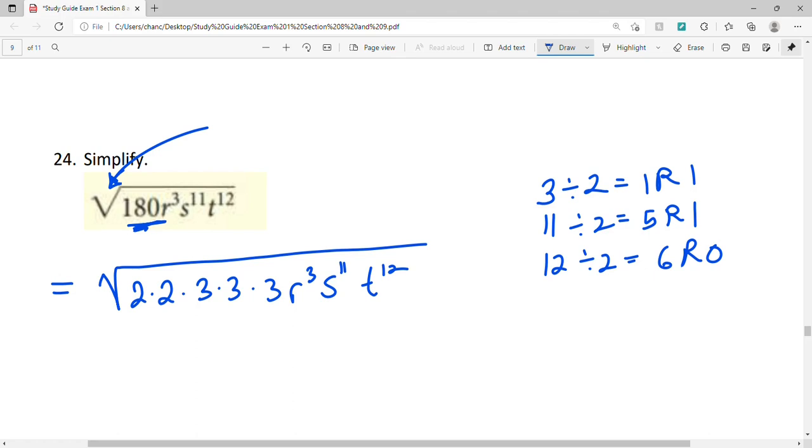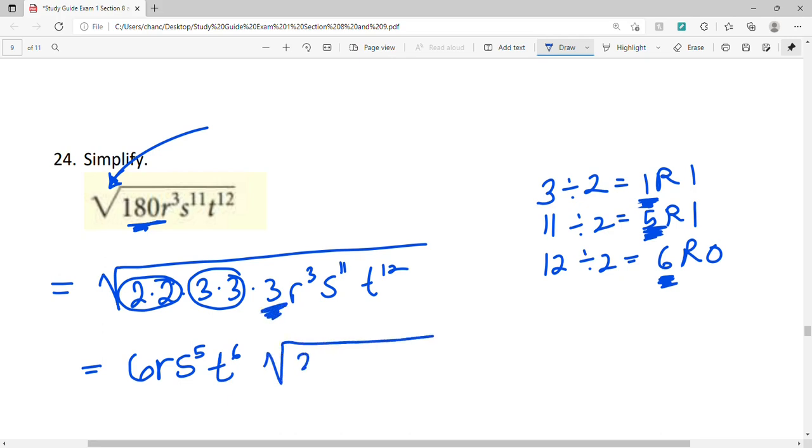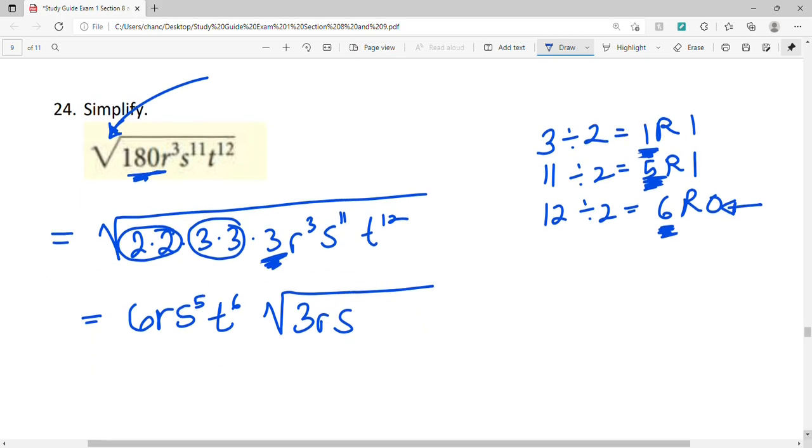We're looking for pairs. So we have a pair of 2's and a pair of 3's. So that gives me 6 on the outside because 2 times 3 is 6. We have an r to the 1st, s to the 5th, a t to the 6th, and on the inside we have left over 1 3. We have an r to the 1st and an s to the 1st, or just rs. There are no t's left on the inside. So that's our final answer: 6r s to the 5th t to the 6th times the square root of 3rs.